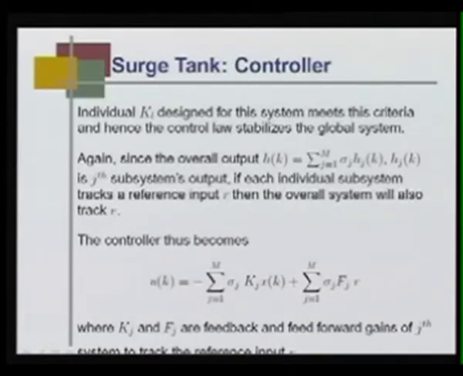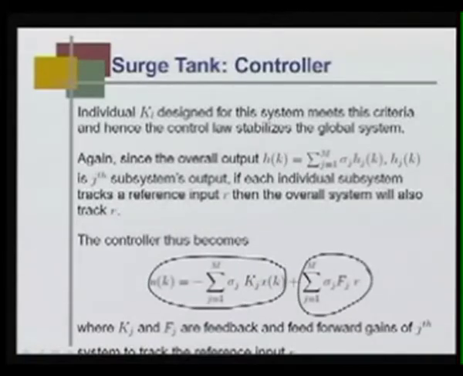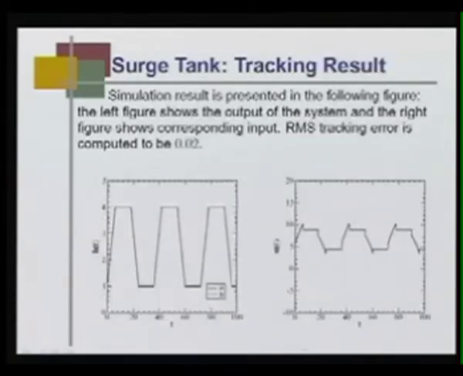The individual K_j designed for this system meets this criterion, hence the controller stabilizes the global system. Since the overall output is h(k), where h_j(k) is the jth subsystem output, if each individual subsystem tracks a reference input R, then the overall system will also track R. The controller thus becomes, you see, this is our state feedback part and this is my part for tracking, where K_j and J_j are the feedback and feedforward gains for the jth system to track the reference input R. Okay. So, the simulation results are presented in the following figure.